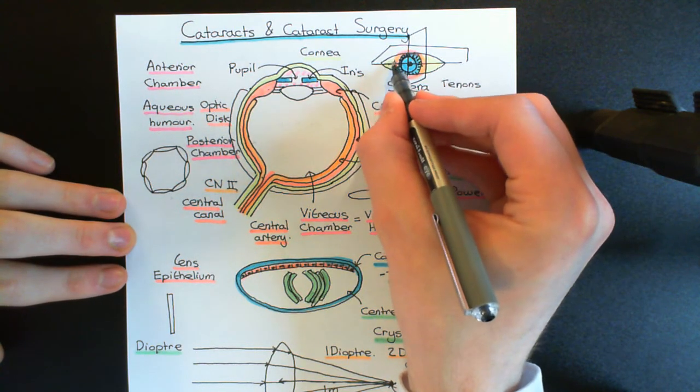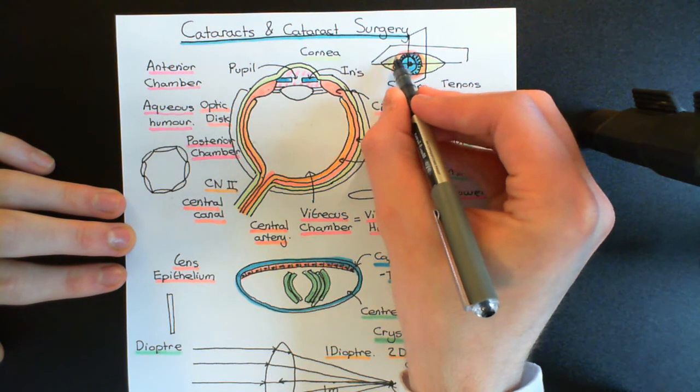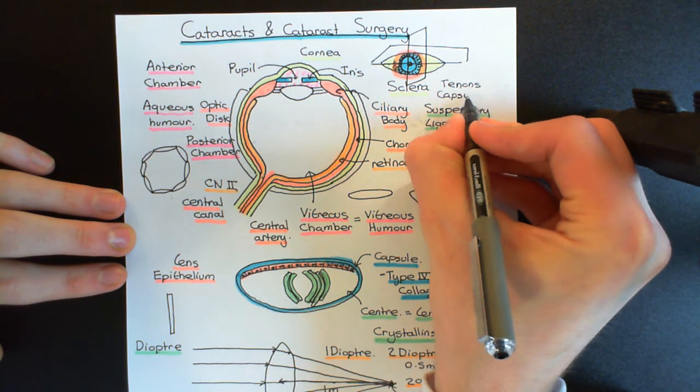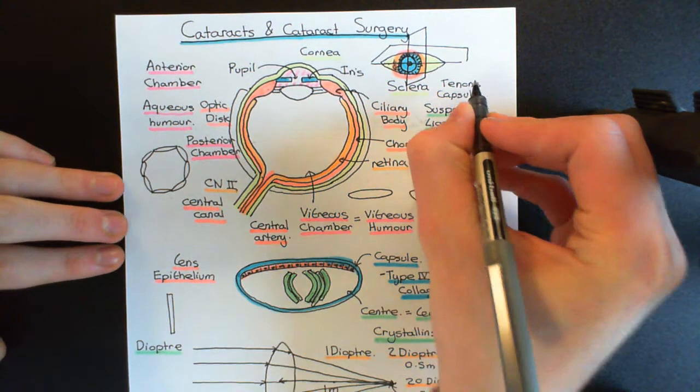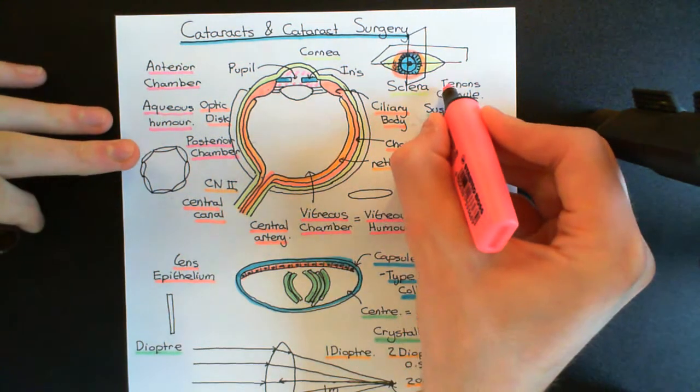So the sclera is very white, but then if they look right up here, you'll start to see a little bit of yellow appearing here, and that is what is known as Tenon's capsule. So it's a capsule that surrounds the sclera of the eye in the portion of the eye that you can't usually actually see.